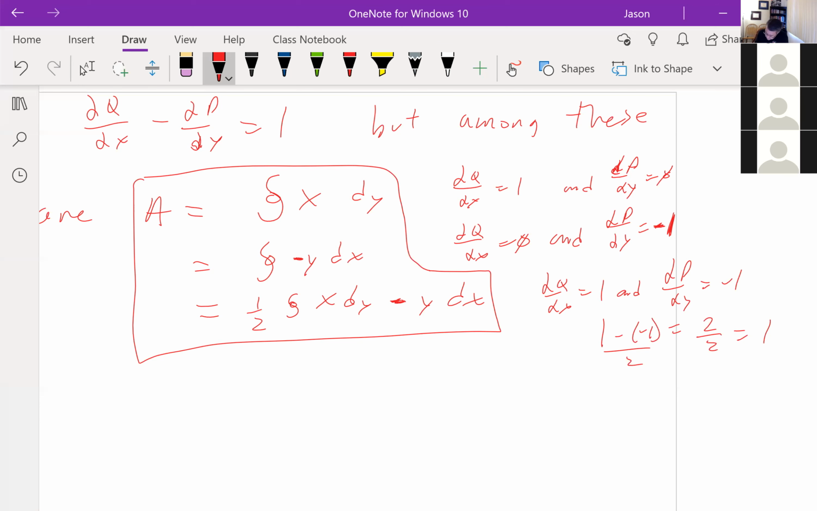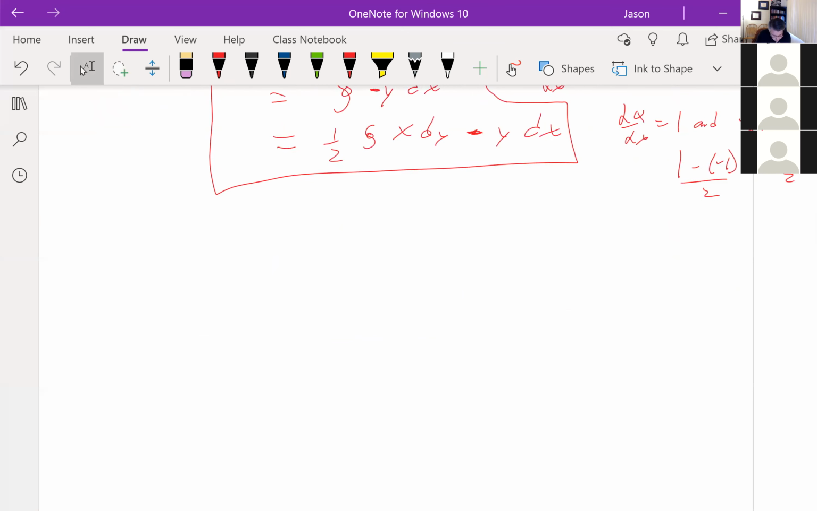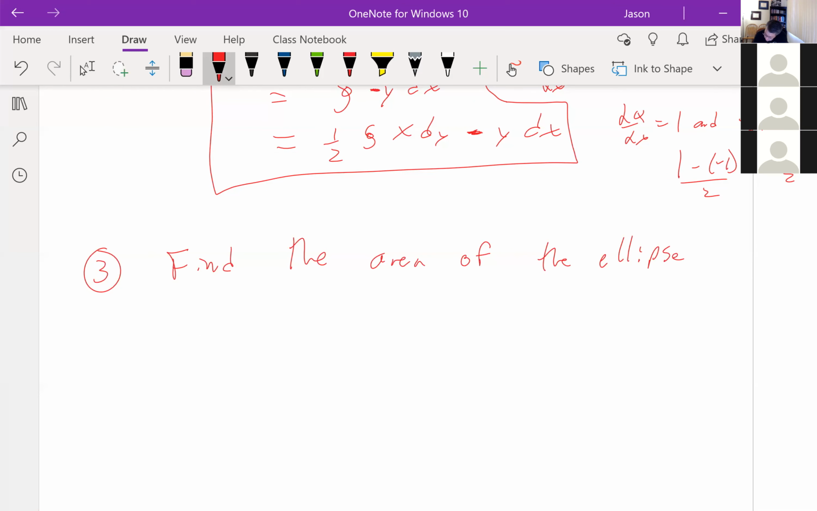Well, let's use this to find an area. Number 3: find the area of the ellipse x squared over a squared plus y squared over b squared equals 1.